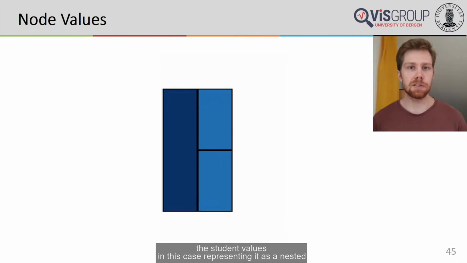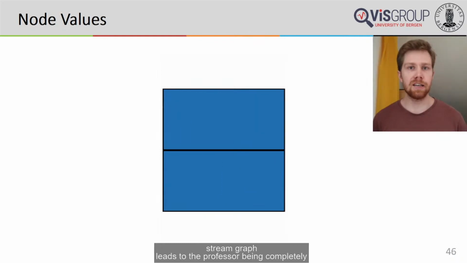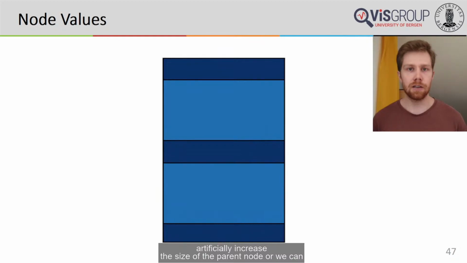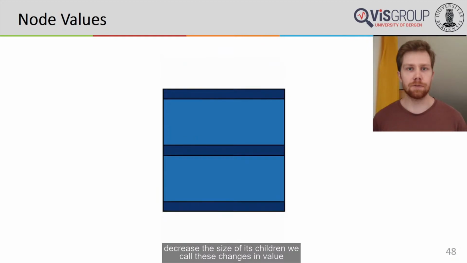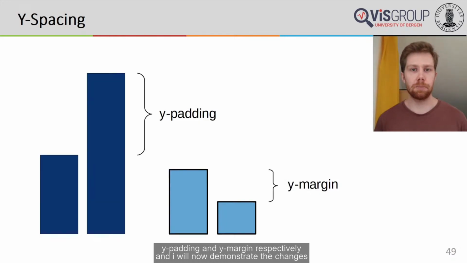In this case, representing it as a nested stream graph leads to the professor being completely covered by its students. Now we have two options. We can artificially increase the size of the parent node, or we can decrease the size of its children. We call these changes in value Y padding and Y margin, respectively, and I will now demonstrate the changes between the two.